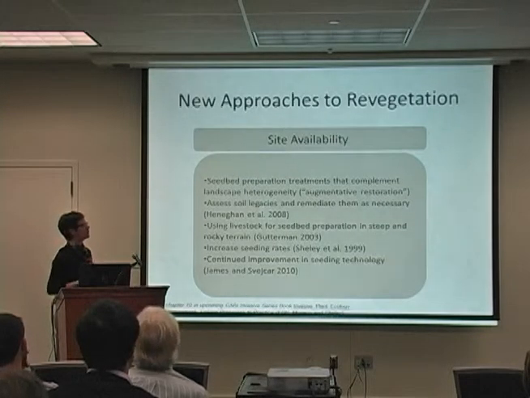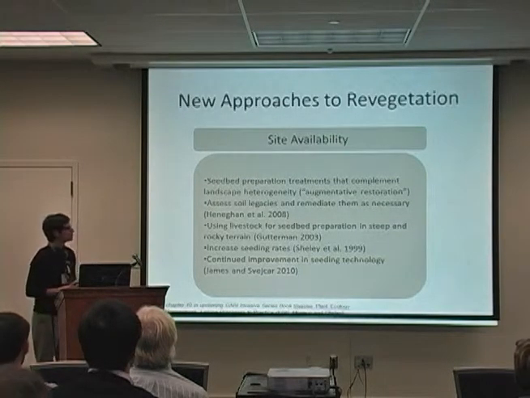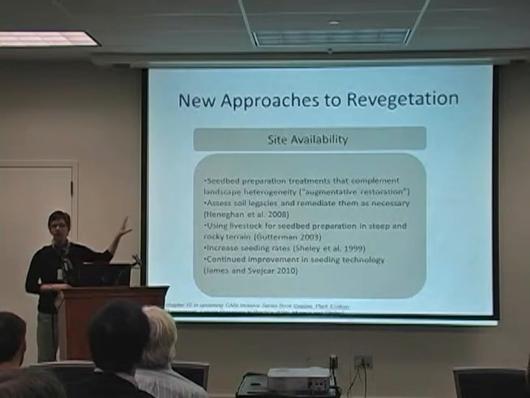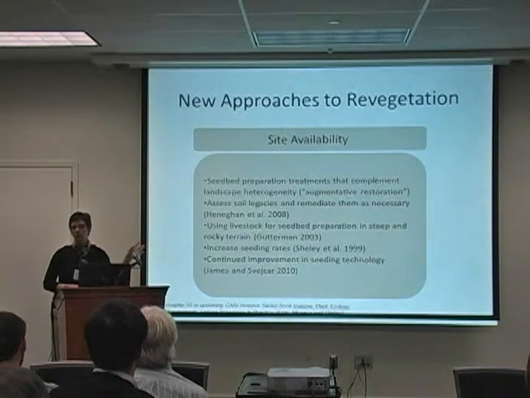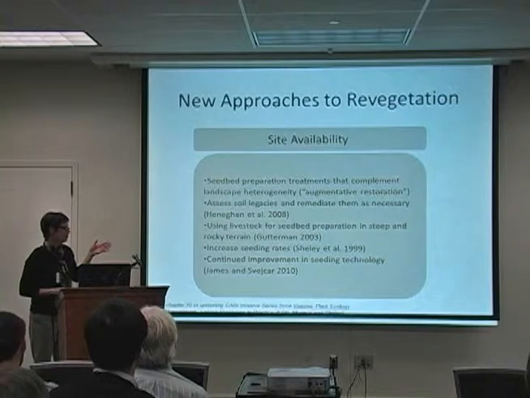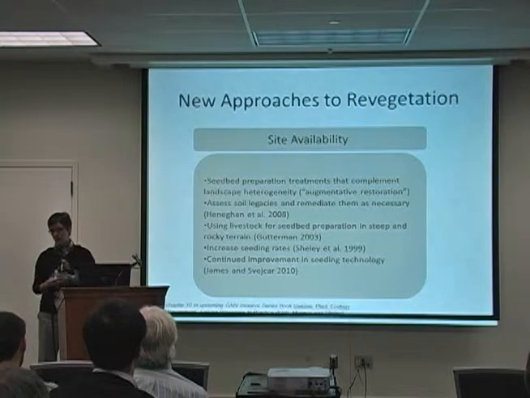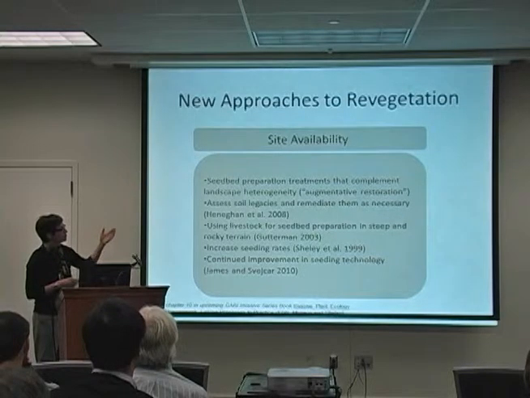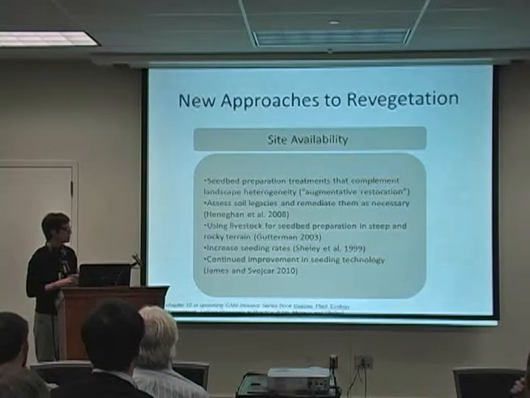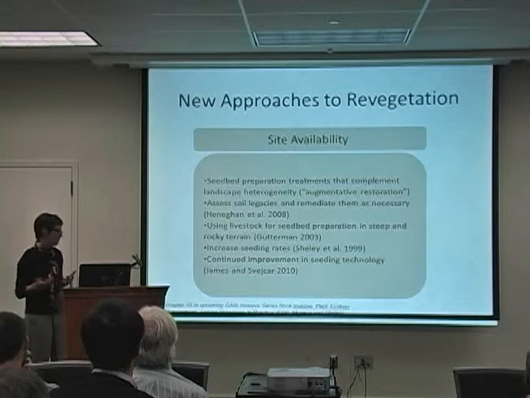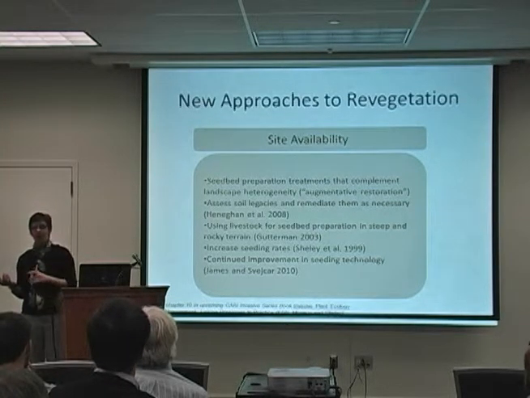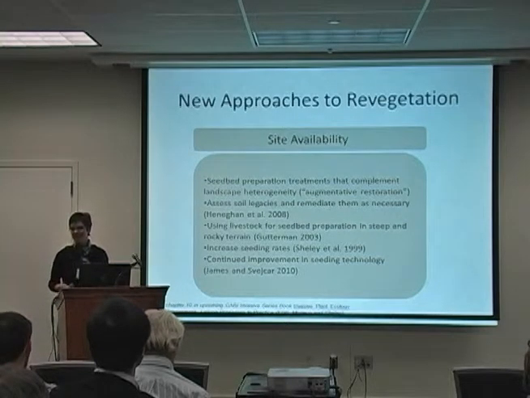Okay, novel approaches to reveg. I'm going to go through this real quick. Site availability. There are just some ideas up there I think we could really start working with in our reveg programs to potentially have better outcomes when we think about site availability. And I've tried to provide some citations. What's really cool is that Tom Monaco and Roger Sheley have edited a book that will be coming out around May, we hope.